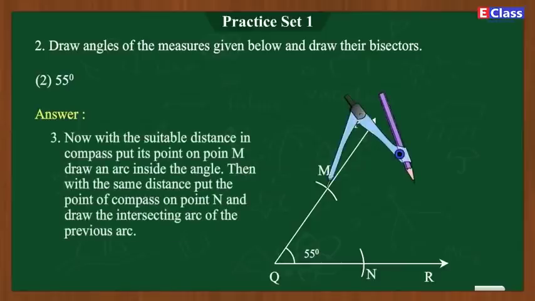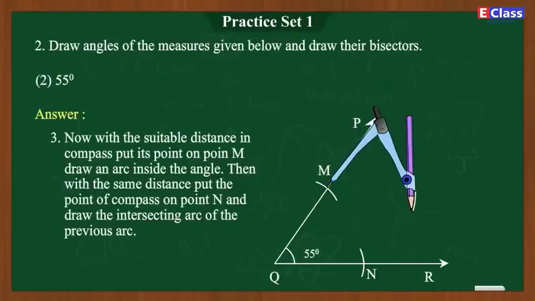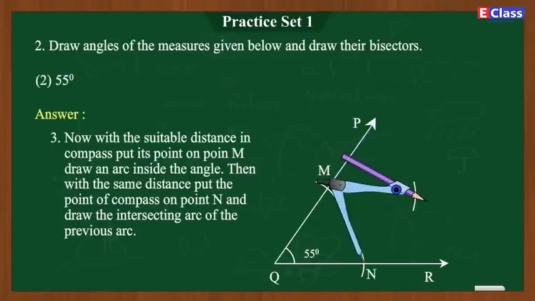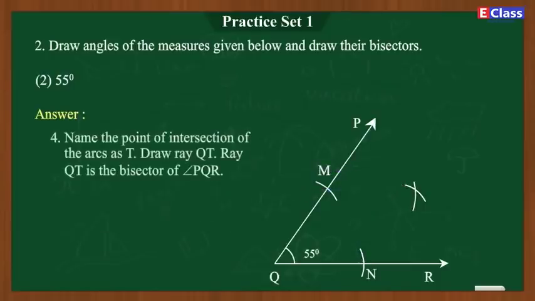3. Now, with a suitable distance in compass, put its point on point M and draw an arc inside the angle. Then, with the same distance, put the point of compass on point N and draw the intersecting arc of the previous arc. 4. Name the point of intersection of the arcs as T. Draw ray QT. Ray QT is the bisector of angle PQR.